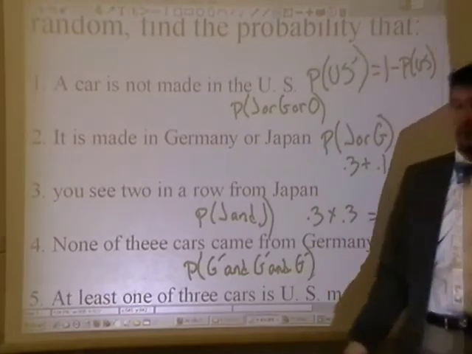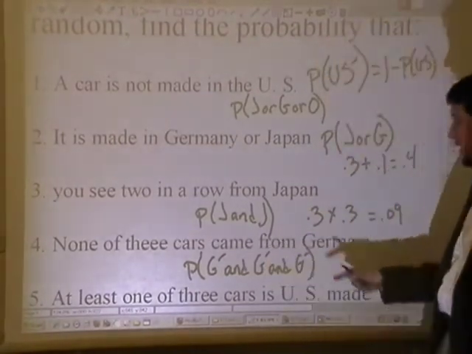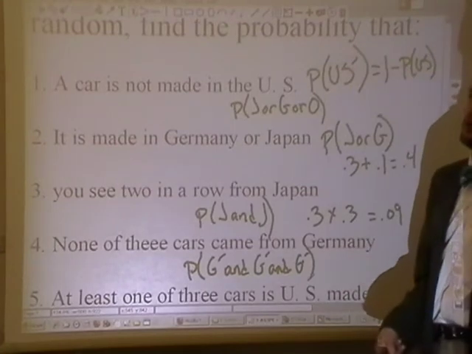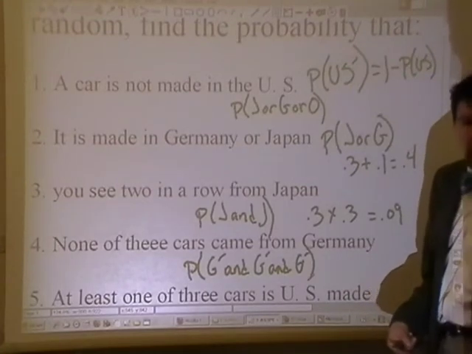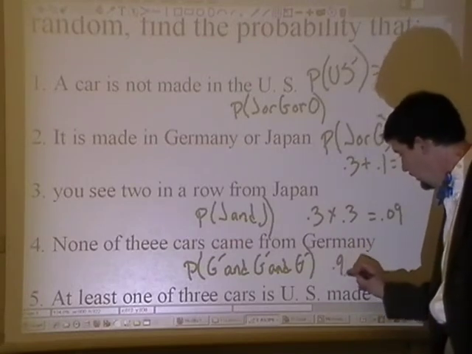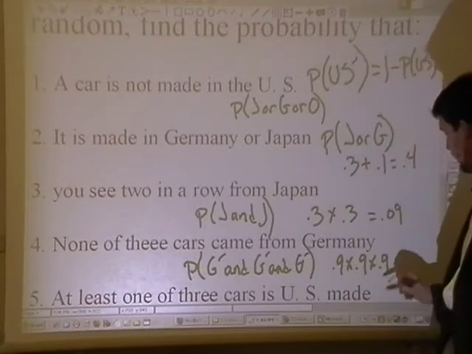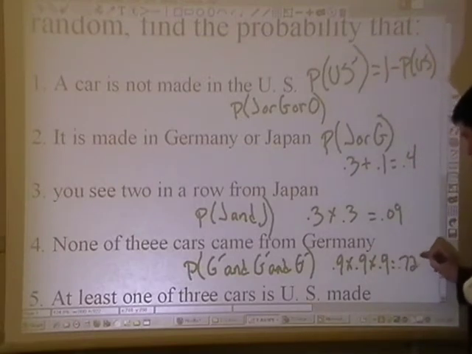And here, I ask myself, how many events do I have? Actually, we've got 3. So, more than one event, and "and" means multiply. Not German. Well, the probability of German is 0.1. So, the probability of not being a German car is 0.9. So, it's 0.9 times 0.9 times 0.9, which is 0.729.